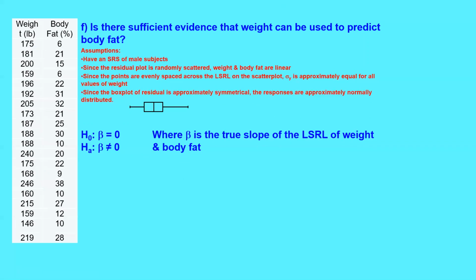So what would our null and our alternative be? Again, we are seeing is our slope beta equal to 0, where beta is the true slope of the least squares regression line of weight and body fat. Our alternative is that it is not equal.